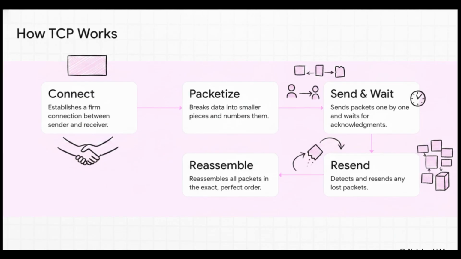Next, it sends them out one by one and actually waits for an acknowledgement from the receiver. And if a packet gets lost in transit, no big deal. TCP realizes it's missing and just resends that specific lost packet. Finally, because everything is numbered, the receiver reassembles all the packets in the exact, perfect order. It's methodical, it's careful, and it makes TCP incredibly reliable.